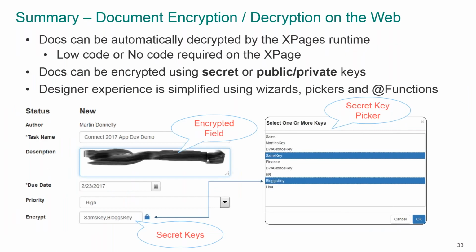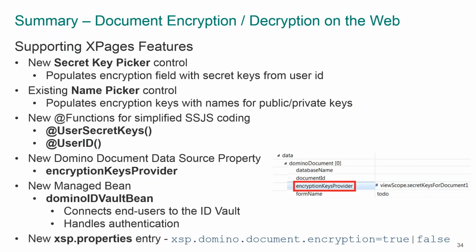So you saw this demo where we were able to encrypt fields using the new picker that's available. To support all of that, the underlying APIs, we do have new functions. I've shown you very briefly @UserSecretKeys, but in the same way that we have @Username today that returns the name of the current user, then @UserID will get you the ID of the current user, and @SecretKeys gets you the secret keys, if any, within those. There are APIs for all of these things, but these are quicker Domino-centric building blocks that enable you to get there quicker.